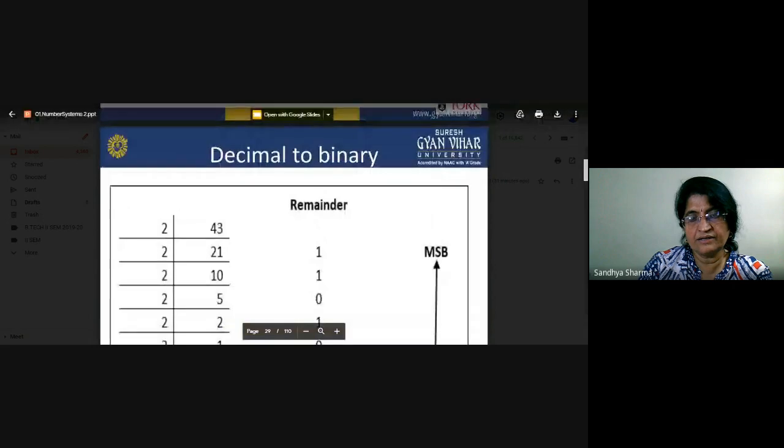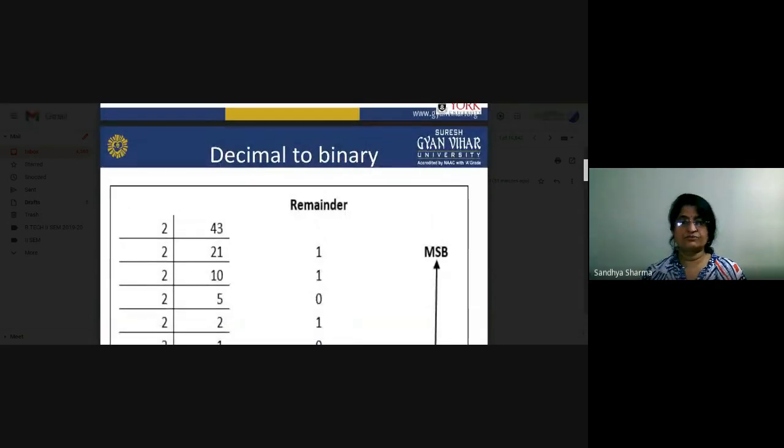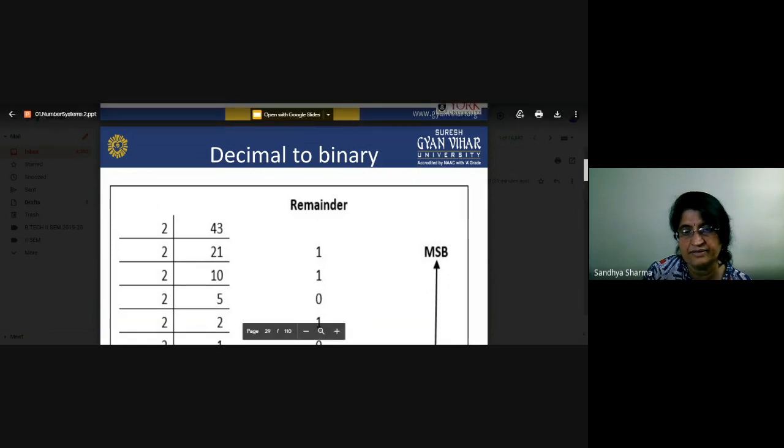You can also use this type of table, as you study in very basic classes. You divide it, and see what the remainder is. Always put the remainder, and it will be divisible by 2.